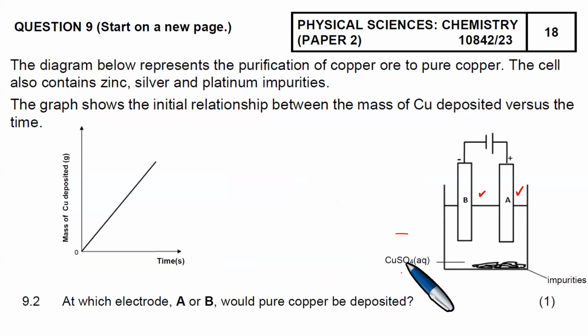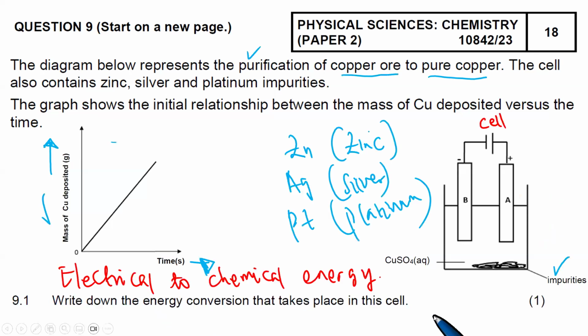Remember, the solution here is copper sulfate, and then you have the impurities. These impurities have in them silver, zinc, and platinum, Pt. Now, at which electrode would pure copper be deposited, A or B? Provide a reason for your answer. We can look at the reason for that one, but first, answer this question here.